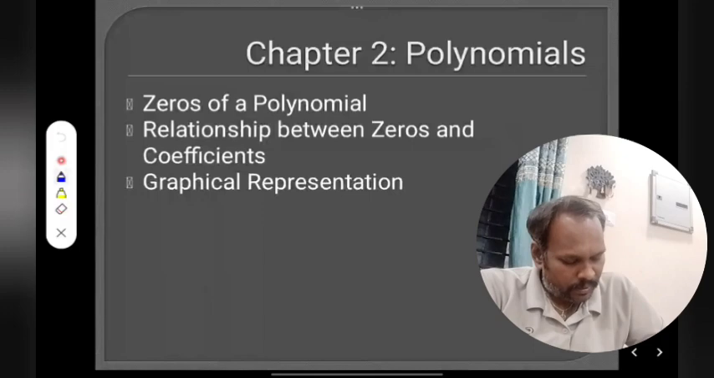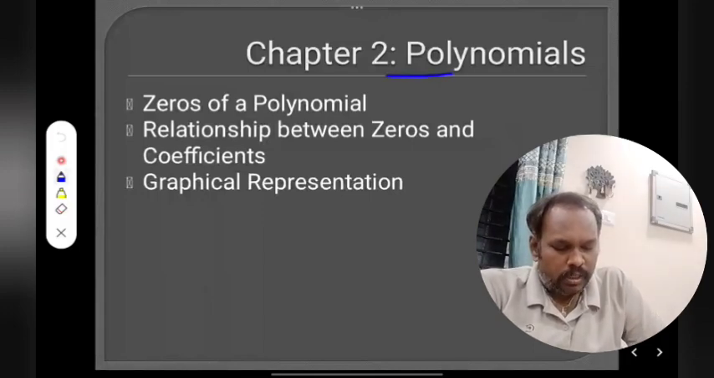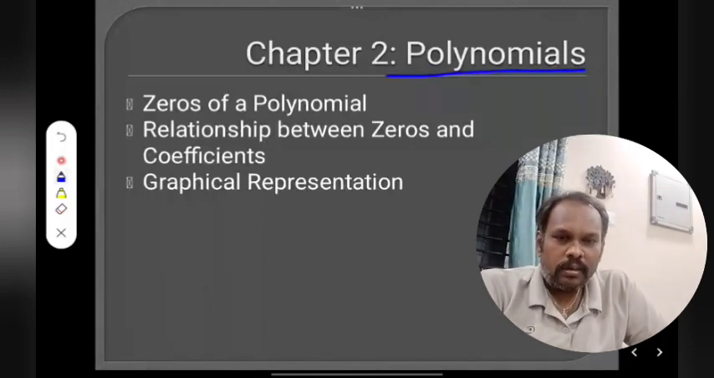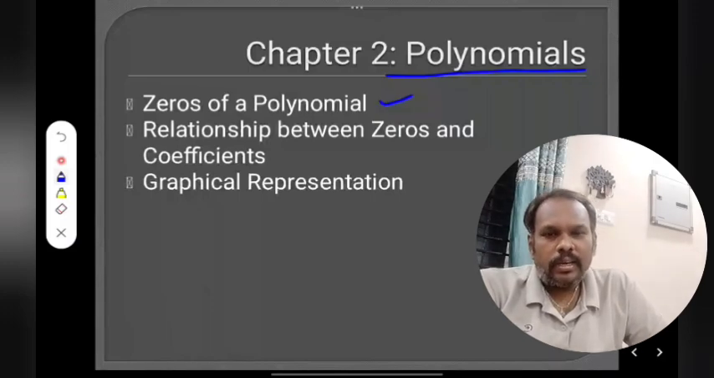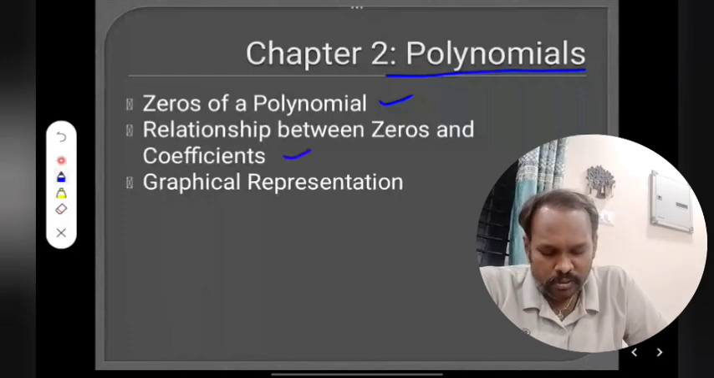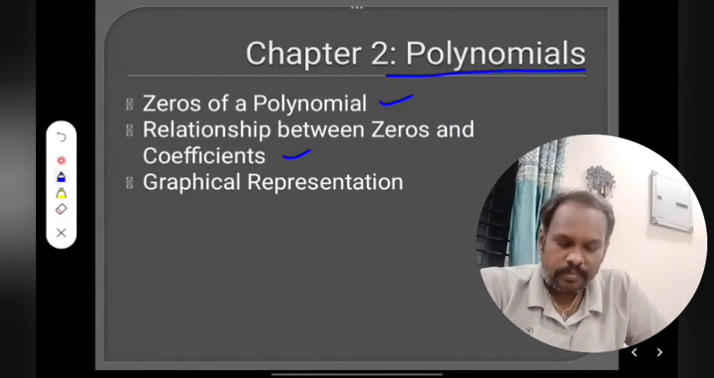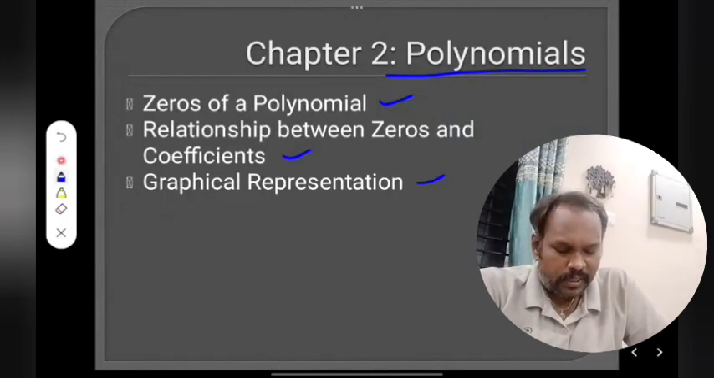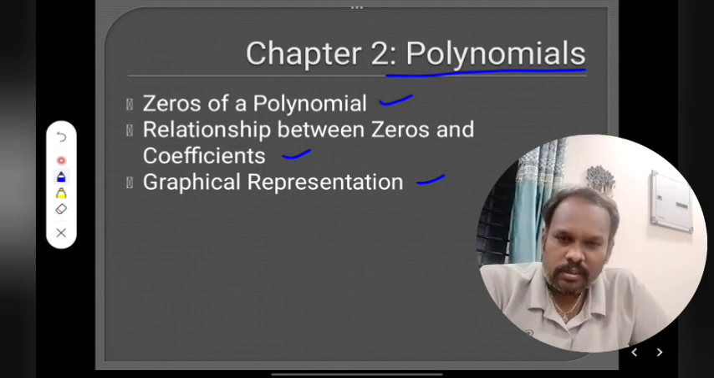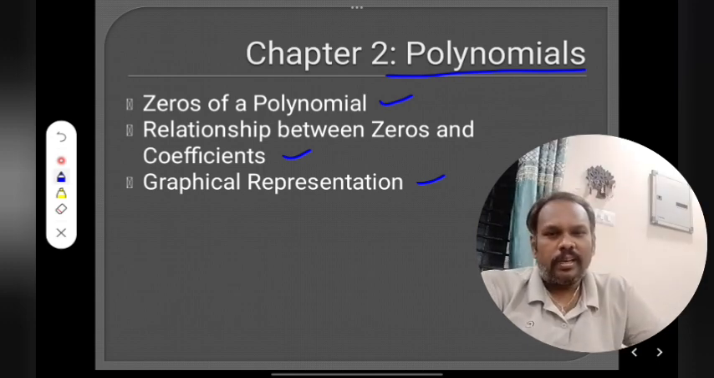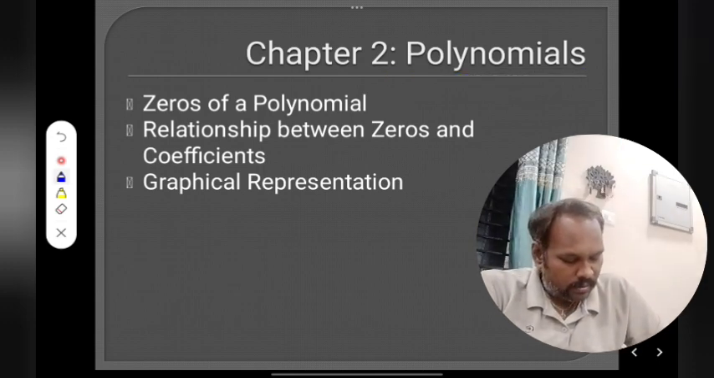In second chapter, polynomials. In polynomials, zeros of a polynomial, relationship between zeros and coefficients, graphical representation.